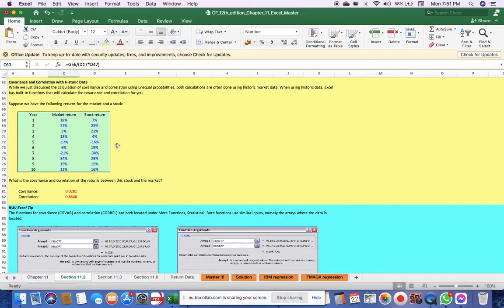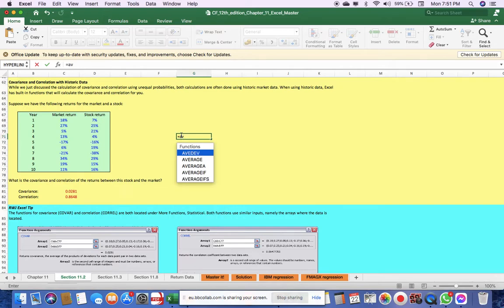But if the returns are given like this without probability, which we have done in the last chapter, then you need not calculate anything. No deviation, no expected return, nothing. Simply you can do all the calculations. You can calculate the mean through the average function. Similarly, you can calculate the standard deviation through the standard deviation function: STDEV.P for the population, STDEV.S for the sample.